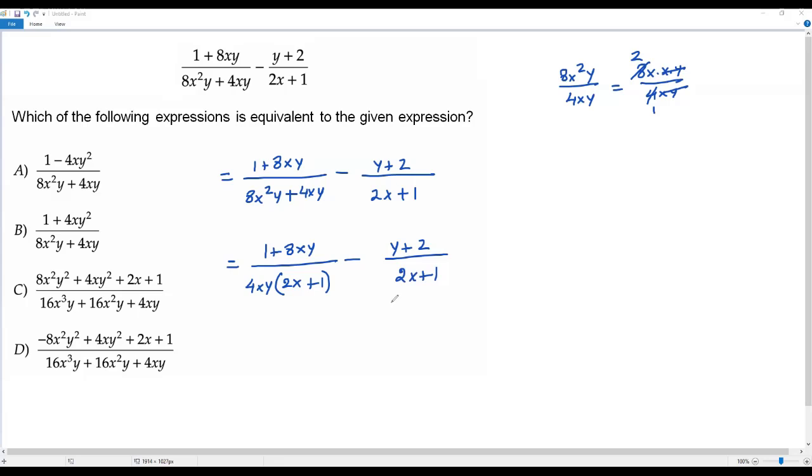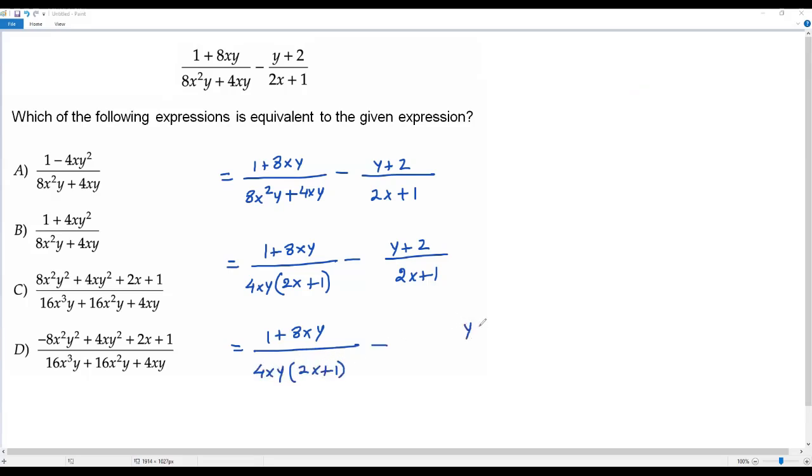Okay, now consider the two denominators. Here we have 4xy times 2x positive 1, and here we just have 2x positive 1. Okay, if I multiply the numerator and denominator of the second fraction by 4xy, I'll get the same denominator for both the fractions. Now let me write the first fraction as it is. That is 1 positive 8xy over 4xy times 2x positive 1, negative y positive 2 over 2x positive 1.